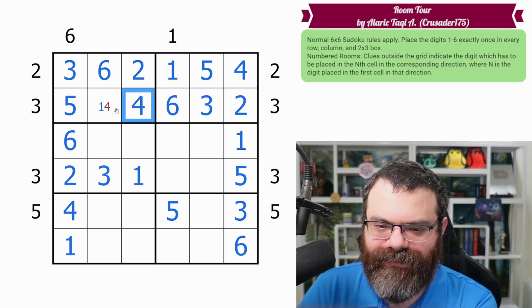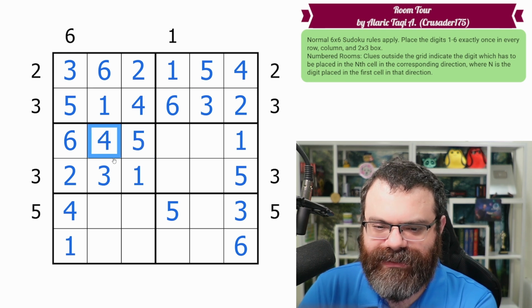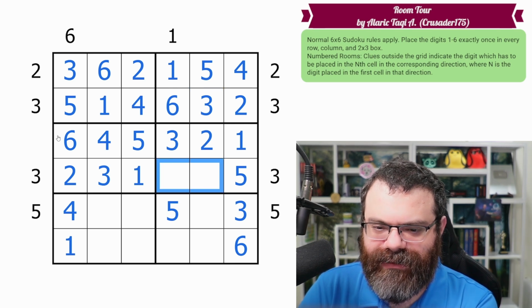This 1 ends up here, giving us the 4 and the 1. These two digits are 4 and 5. This is the 5, this is the 4, because of that 4 there. Up here we need 2 and 3. That go in that order, because of that 3. Down here we need 4 and 6. This 6 tells us this is 4 and 6.